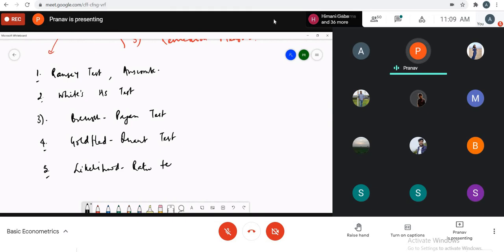I'm sure that from your undergraduate class you are aware of White's heteroskedasticity test and the Breusch-Pagan test, because they are mostly discussed in undergraduate courses. Can anyone tell me what you mean by White's heteroskedasticity test?